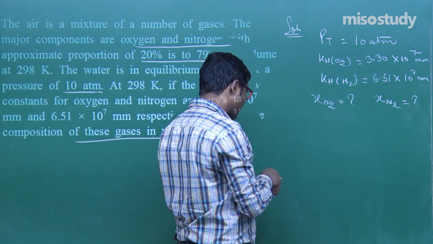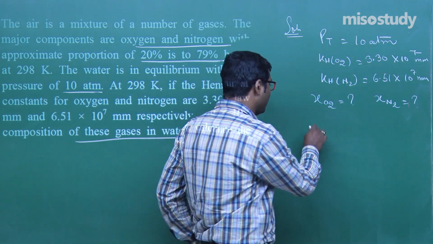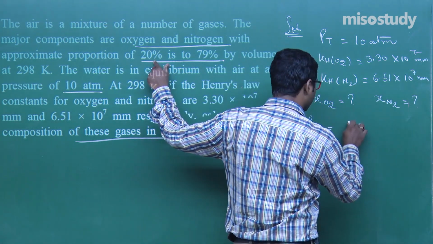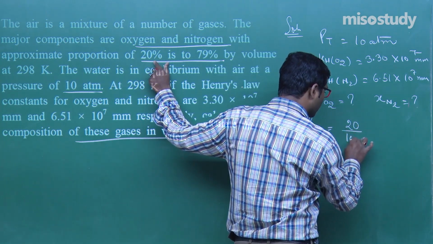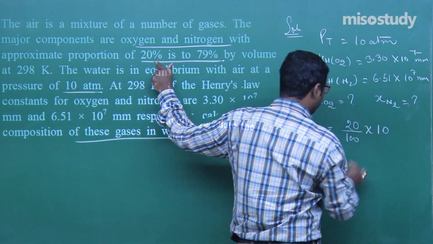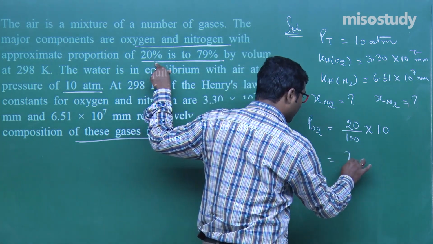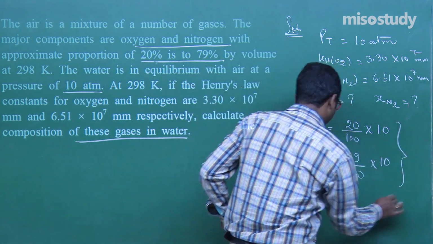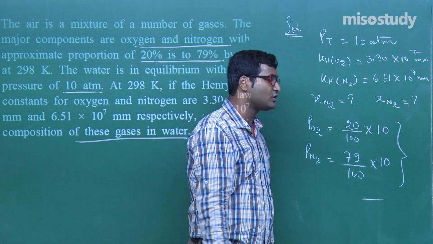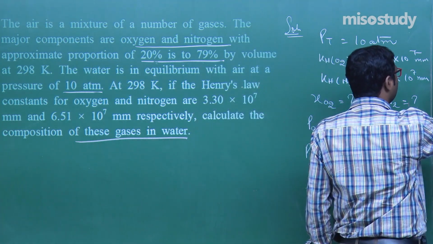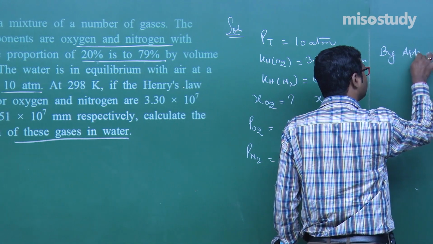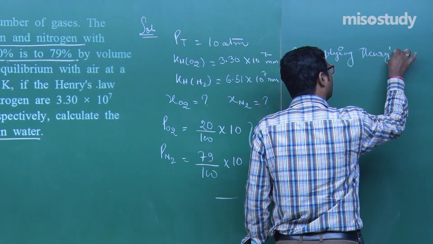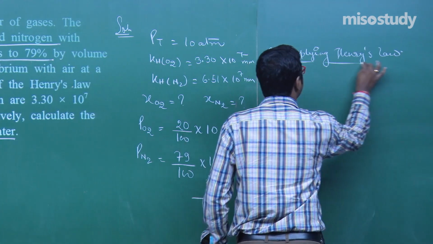Okay. Now how to solve the question, my friend? It's very simple. As we know, partial pressure of O2 is equal to composition for oxygen, that is 20, total composition 100, multiply by total pressure. Partial pressure of N2, what is the composition? 79 upon 100 total multiply by 10. We got partial pressure of O2 and partial pressure of N2. Now I am moving here by applying Henry's law.